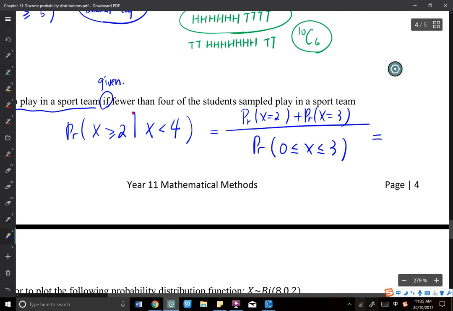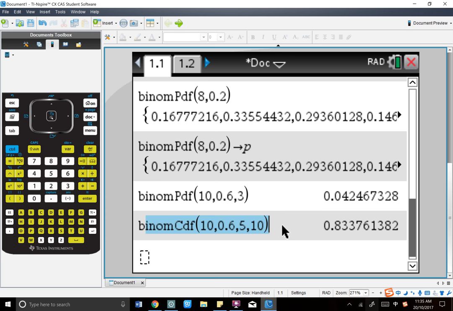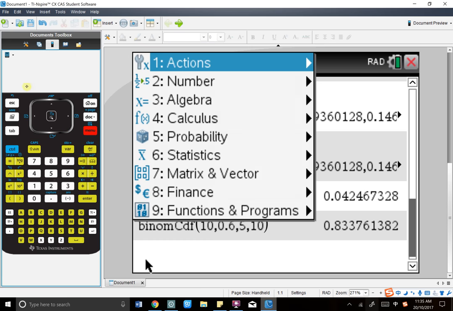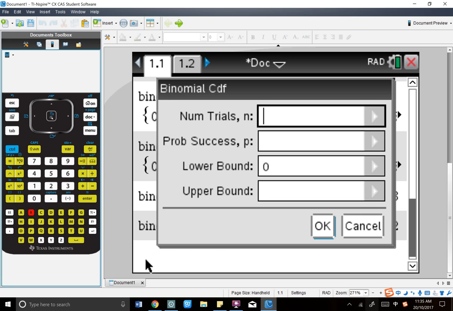Then the probability will be, okay, that's one mark. That whole thing we write is one mark. And the next mark will be the answer mark. So this is a CDF case. I go CDF, I have 10.